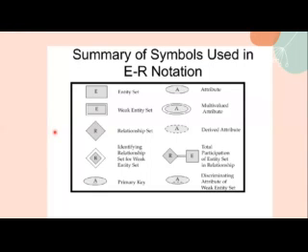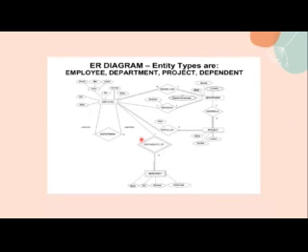To see the example, here is a summary of some symbols given: the entity set, attribute, and multi-valued attribute. This is the relationship set. This is the primary key, and this is the total participation. We will see these in the upcoming class, the relationship set and so on. And let's say the real-time example.